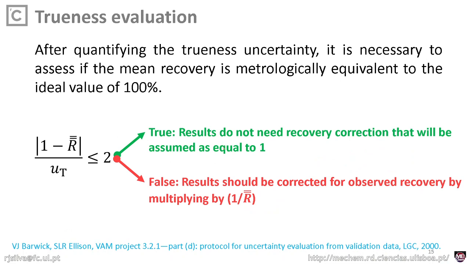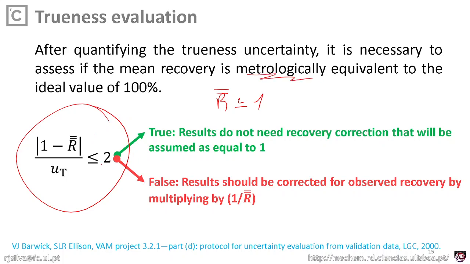But for trueness assessment, you need to do more than just calculate the overall mean and the standard uncertainty associated with the overall mean. You have to check if the overall mean is metrologically equivalent to 100%, to the ideal value of 100%. And you do that using this t-test. And this is a metrological assessment because this is a t-test where instead of a standard deviation, we have a standard uncertainty. So you have metrology there, not only statistics.